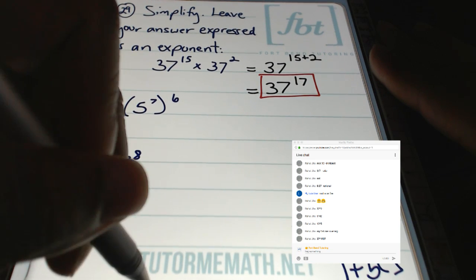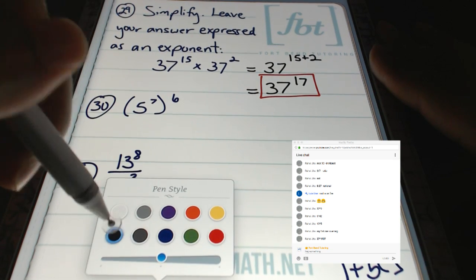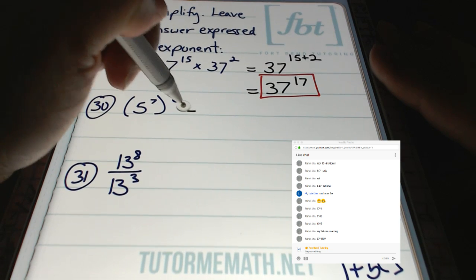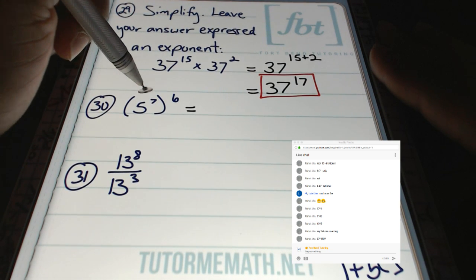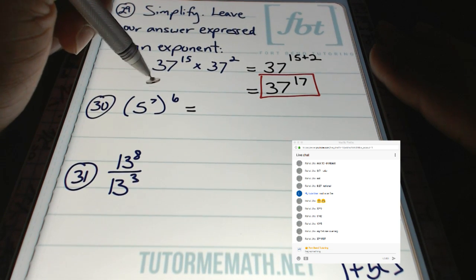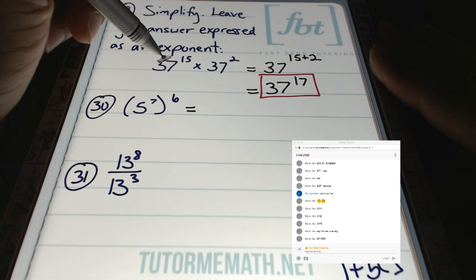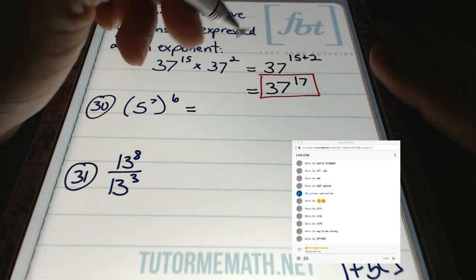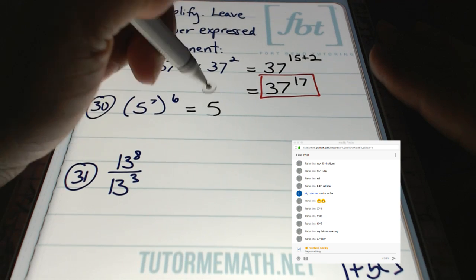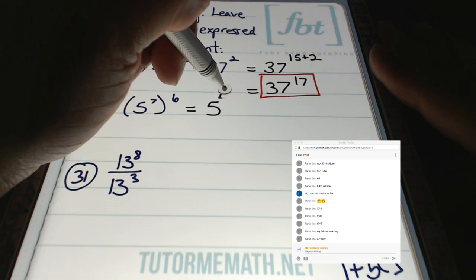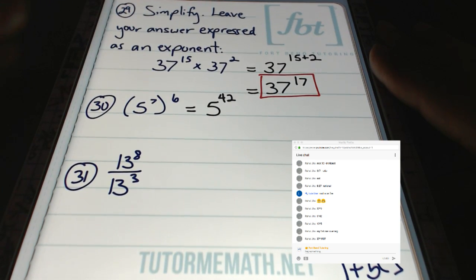With problem number 30, we have a monomial raised to a power. When you have a situation like this where you only have one term inside the parentheses, guys, raised to an exponent on the outside, you multiply the exponents. That's what you do. So you'll end up with 5 raised to the 7 times 6. That gives you 5 to the 42nd power. And that's it. Raul, you got that one right, sir.